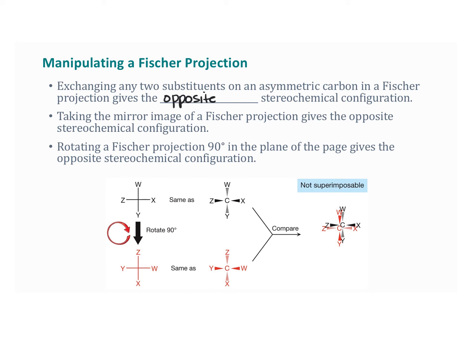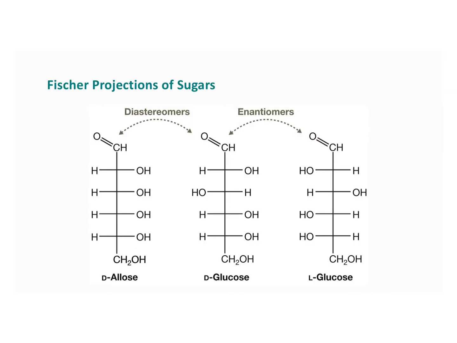So basically what this is saying is, hey look, these 2 are nothing different than what we did before, but this is unique to Fischer projections. And so what we're saying here is, hey look, if you take this guy right here and you move him over just 90 degrees, where now the W and the Y are coming towards you and the Z and the X are coming back, these guys are not superimposable. And so you have made the enantiomer, okay?